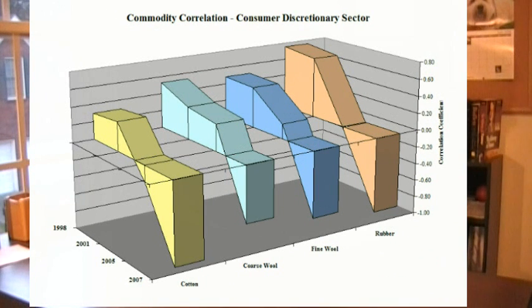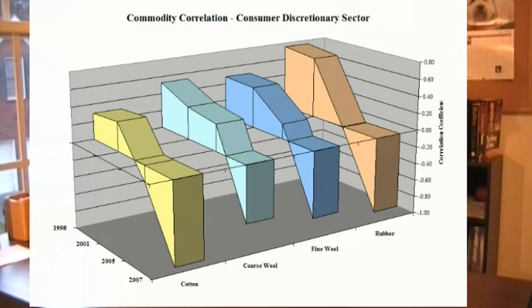To further illustrate the declining correlation between consumer discretionary stocks and the prices of the raw materials they use, here's another sample chart. As you can see here, cotton, wool, and rubber, all staples of consumer discretionary products, have strong negative correlation coefficients. What's important to note here is how quickly the correlations have changed.